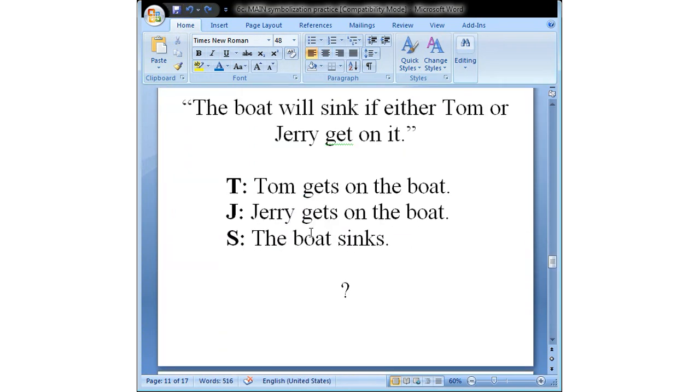Good. All right. The boat will sink if either Tom or Jerry get on it. Tom gets on the boat, boat sinks. The boat will sink if either Tom or Jerry get on it. How do we do that? On the condition that two things now need to happen. Tom gets on the boat, or Jerry gets on the boat. So it suffices that there's one. If those conditions are met, then the boat will sink. And notice here, the boat will sink. Once again, that's the consequent of our conditional. The consequent showed up here.